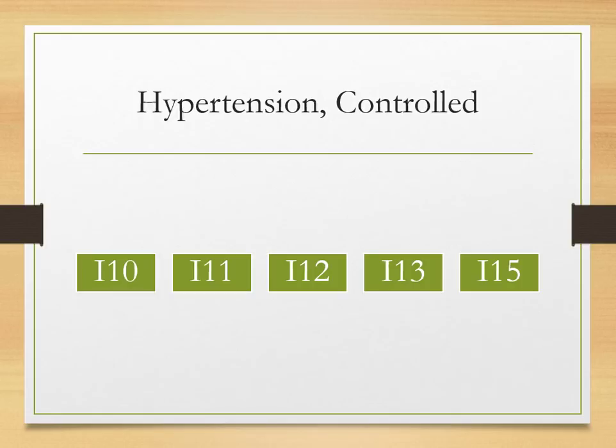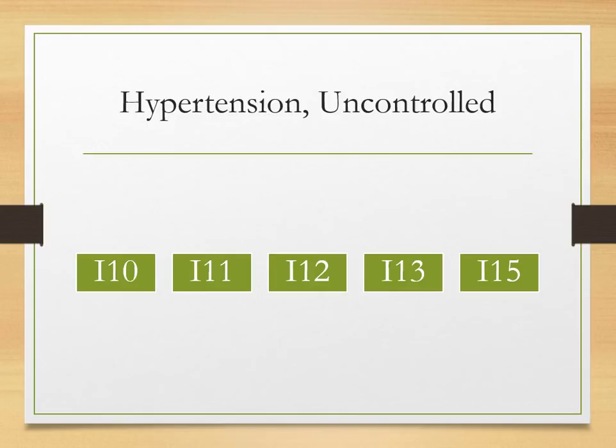Hypertension controlled. Hypertension controlled is essentially stating that the patient has hypertension and it's under control by therapy. In these particular situations, you are going to assign the appropriate code from those same code families. I think you know them by now. I10, plain old hypertension. I11, hypertension, heart. I12, hypertension, CKD. I13, hypertension, heart, and CKD. And I15 is your secondary hypertension.